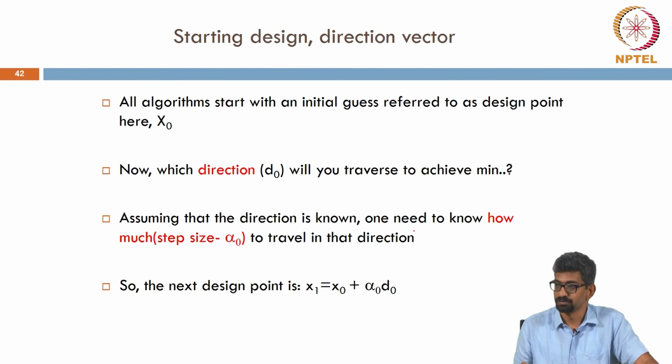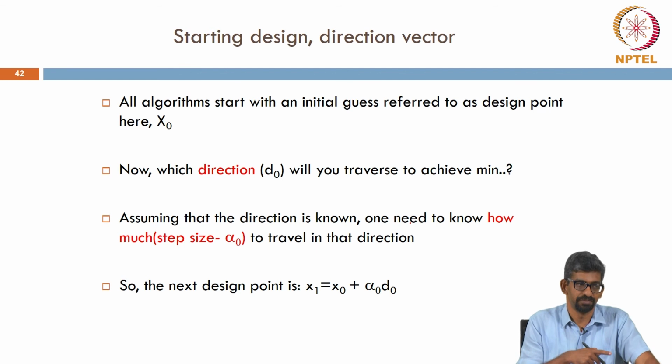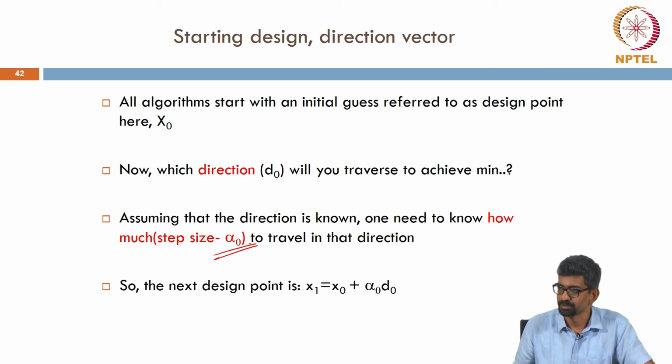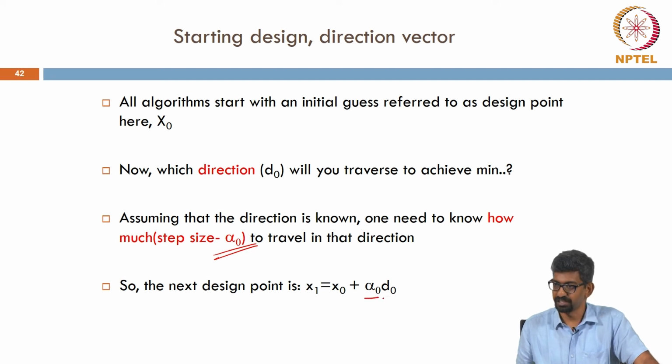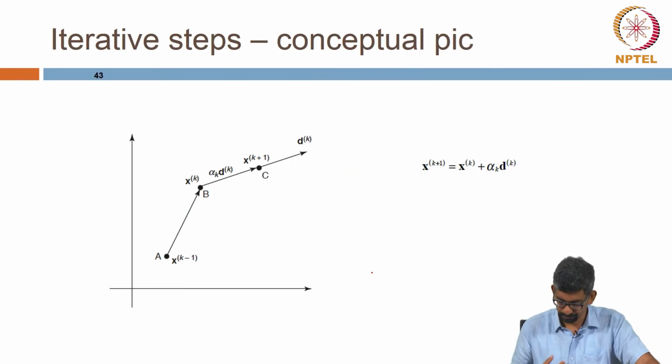Assuming the direction is known, will you jump 1 foot or will you jump 10 feet? Once the direction is known, one needs to know how much step size, that is your alpha naught, to travel in that direction. This alpha naught is solved as a line search problem. It is very convenient because irrespective of n dimensions, it becomes a one dimensional problem. So, your next design point is simple, it will be x naught plus alpha times d naught. I need to go this much distance in that direction, that is all. This is achieved by gradient information and by your step size calculation. It is a minimization problem.